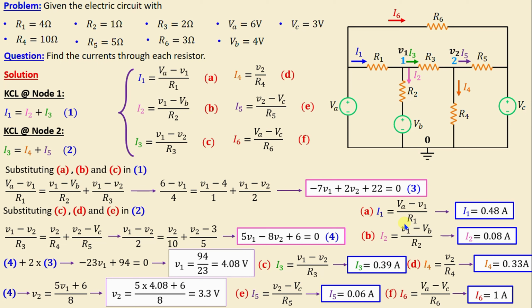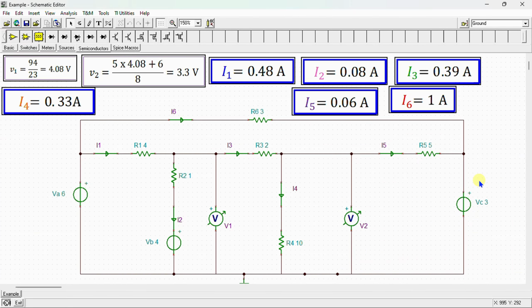After completing the calculations, we conduct a simulation using SPICE to verify our results. Now let's proceed to the SPICE environment. Here is our network drawn in SPICE simulator. This is the independent voltage source VA, VB, VC, resistor R1, R2, R3, R4, R5, and R6.